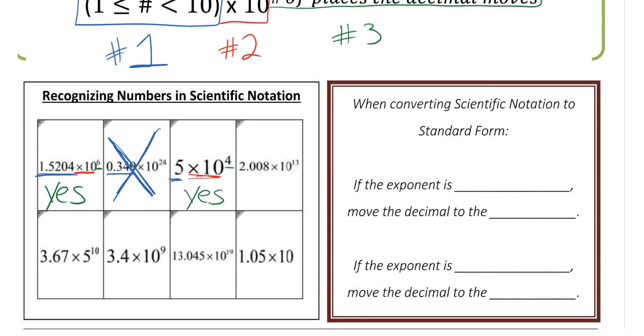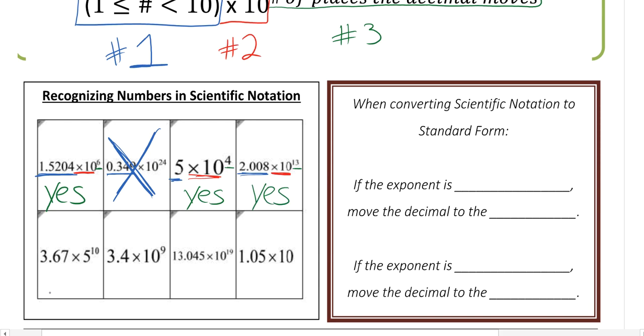In the box after that, we can see our first digit is between 1 and 10. We have times 10 to the power of 13. So yes, this is a number written in scientific notation.